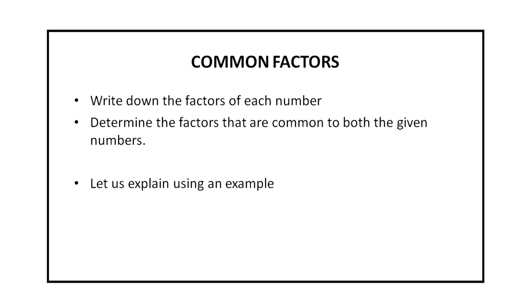Common factors. You would have noted the word common that is prefixed with factors. So, how to determine the common factors is the next thing to learn. Now, how to determine the common factors? Step 1, write down the factors of each number. As we have just studied, write down the factors of the given number. Second one, determine the factors that are common to both the given numbers. So, in such cases, you will be given 2 numbers. Now, write down the factors for each number and then determine the factors that are common to both numbers.